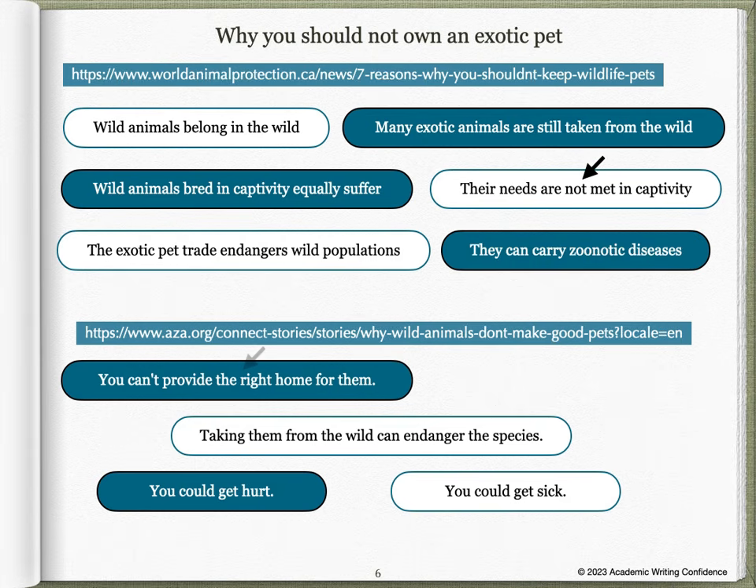Both of these points in each of the websites explain that exotic animals do not do well living with people in their homes. This second point shows that taking these animals out of the wild can also endanger the species. And both of the websites show that these animals can bring sickness into the home.